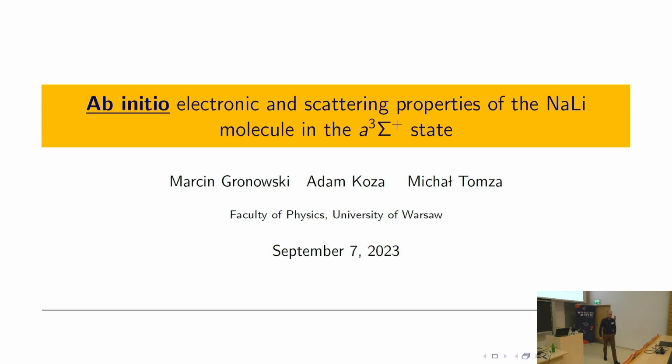The title of my presentation you can see on the slide. I have underlined ab initio, which means that we are trying to reproduce some properties of the sodium-lithium molecule in the triplet state using just fundamental theories. It means that we do not use any scaling, we do not have any empirical contribution, it's just based on first principles.